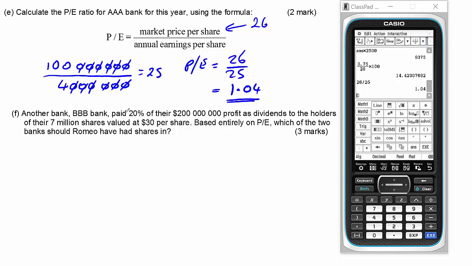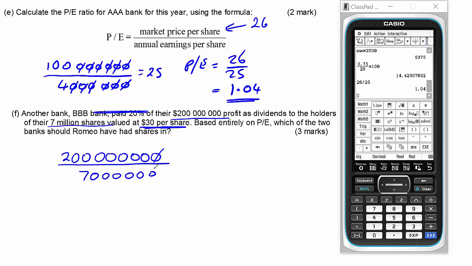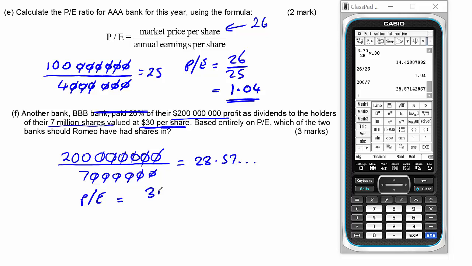So, some of this is actually irrelevant. It doesn't matter that they paid 20%. So, the market price per share, we already know that, that's 30. But we don't know the annual earnings per share, but we do have the profit and the number of shares. So 200 million divided by 7 million. So 200 divided by 7 is 28.57 and so on. So the PE here is going to be 30 divided by the 28.57 and so on.